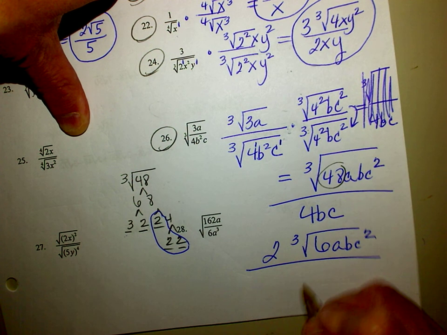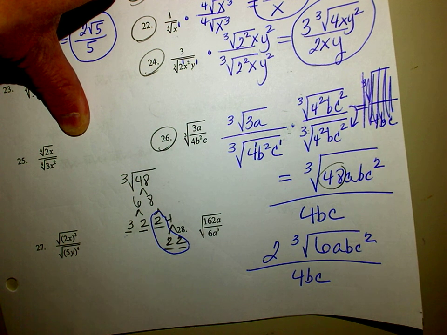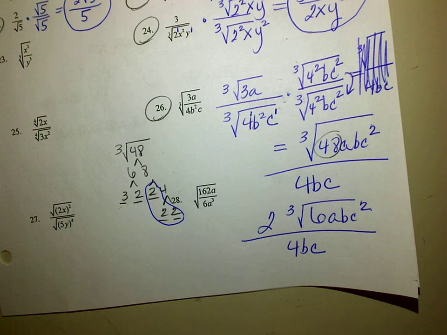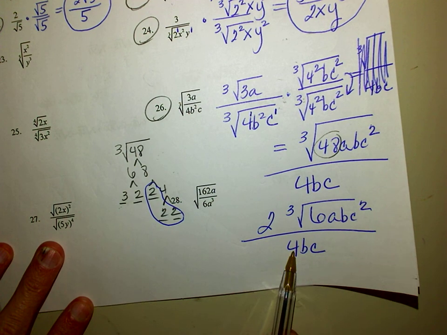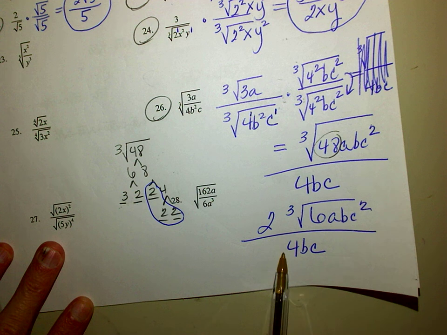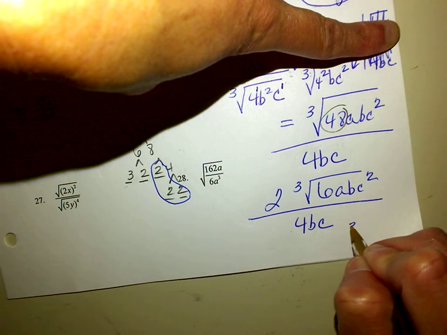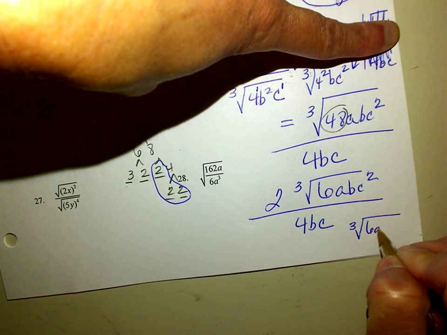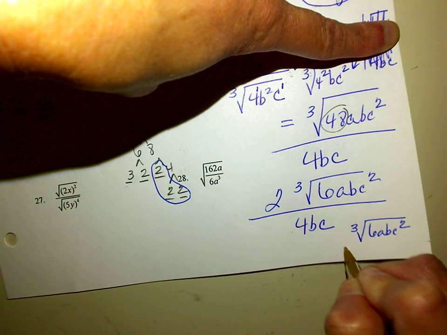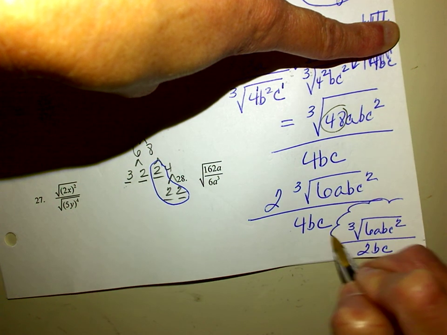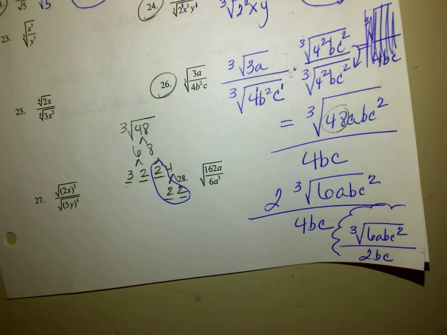And then I still have my denominator that's the same. And there's actually one more thing I can do. Since this 2 and this 4 are not under radicals, I can reduce that. This becomes 1/2. So this would be my final answer. So that is for 2, multiplying and dividing radicals.